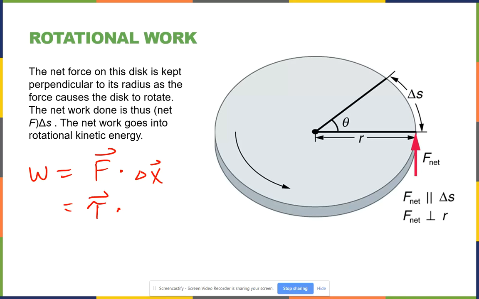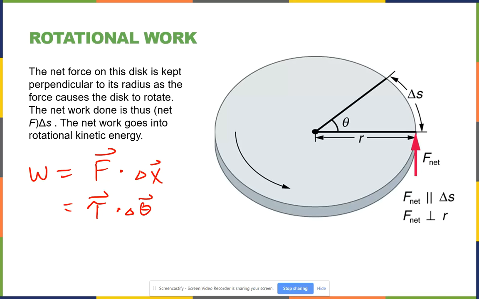So I replace the force with torque. And then delta x. What do we replace position with in rotational problems? Theta. With angle, with theta. And so the rotational work is torque dot delta theta. So once again, it's the same principles. It's just changing from our linear to our rotational variable.